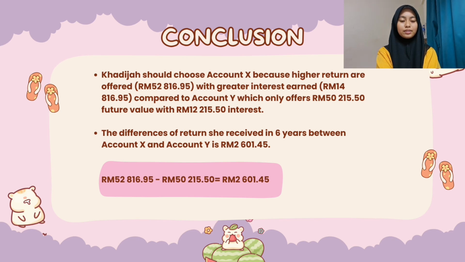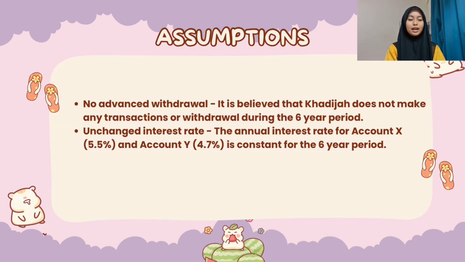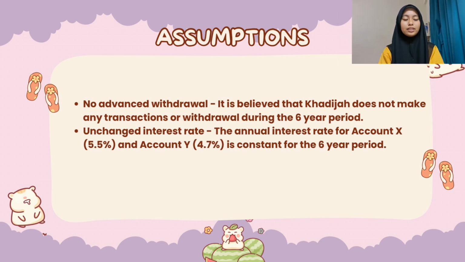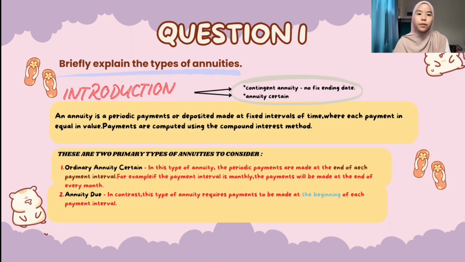52,860 ringgit and 95 cent minus 2,250 ringgit and 50 cent, and the answer is 2,601 ringgit and 45 cent. Here are some assumptions on advanced withdrawal. It is believed that Khadijah does not make any transaction or withdrawal during the 6-year period. Unchanged interest rate. The annual interest rate for account X 5.5% and account Y 4.7% is constant for the 6-year period.